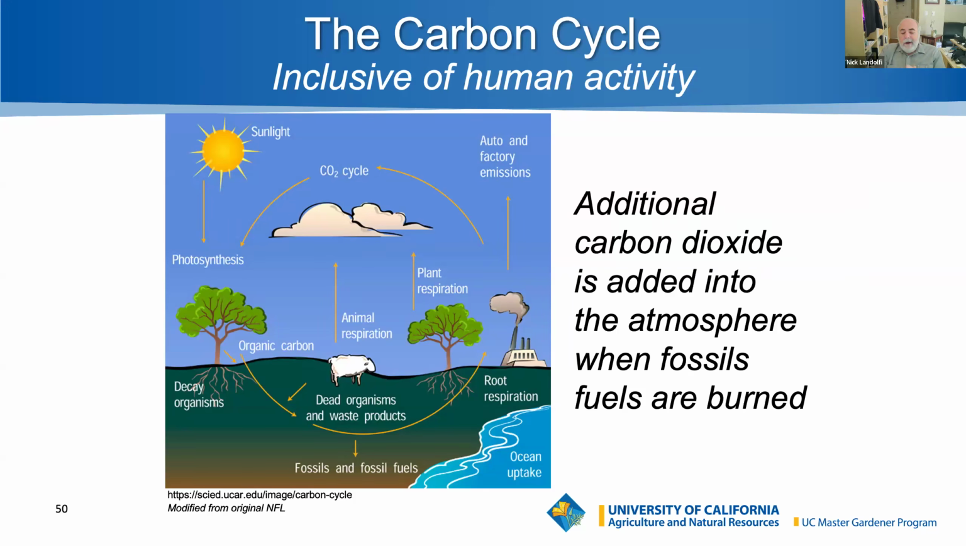I have been talking about the carbon cycle in the absence of human activity. Of course, it's not realistic. This is the carbon cycle inclusive of human activity, involving the combustion of fossil fuels. This adds carbon dioxide to the atmosphere, depicted on the right of this figure.